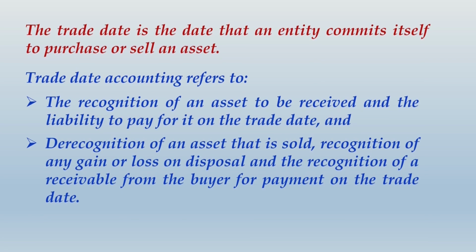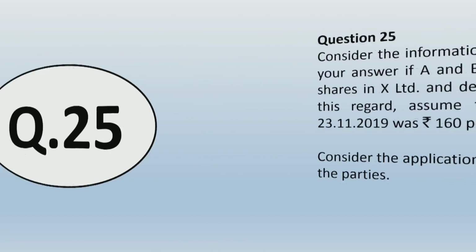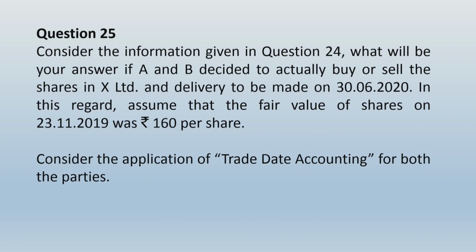Alright friends, you would have finished writing these notes. Let us move ahead and now take up question number 25. Let us read this question. Consider the information given in question 24. What will be your answer if A and B decided to actually buy or sell the shares in X Limited and delivery is to be made on 30th June 2020?